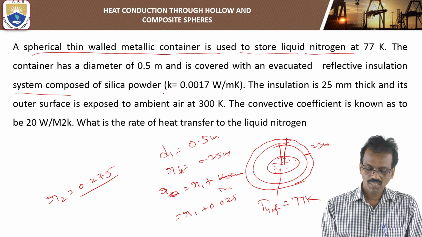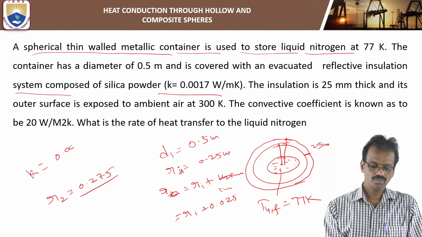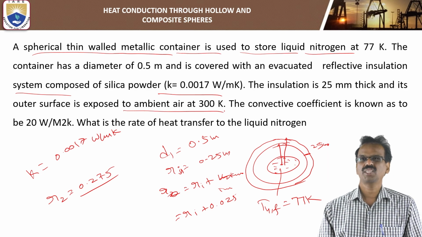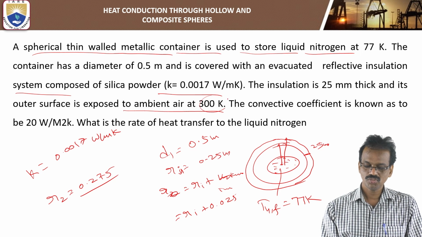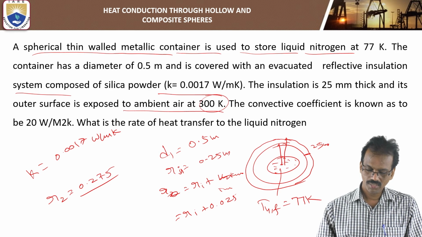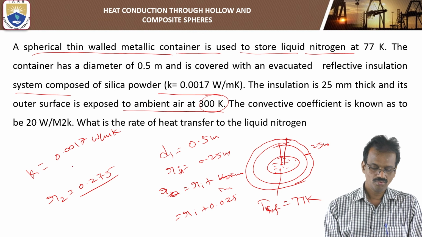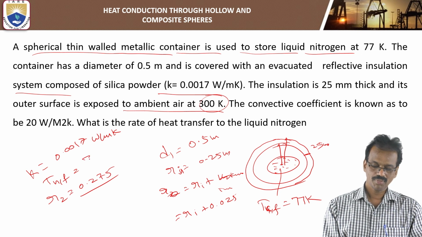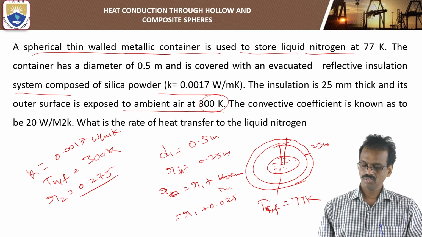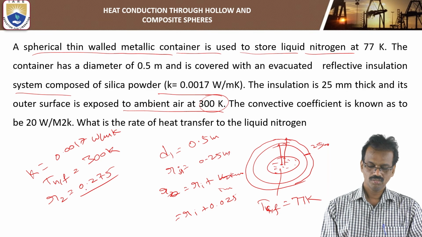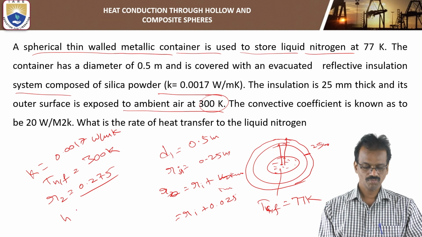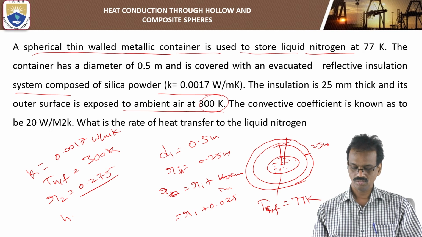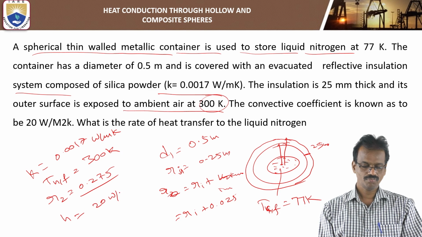Next, the insulation's thermal conductivity K is also given. K is equal to 0.0017 watt per meter Kelvin. Next, it is exposed to ambient air. The outside temperature is high and the inside nitrogen temperature is low. So the nitrogen is the cold fluid, and the ambient air is the hot fluid, because heat always transfers from higher temperature to lower temperature. The hot fluid temperature is equal to 300 Kelvin. Next, the convective heat transfer coefficient of the ambient air, H, because there is no other fluid, you can take H equal to 20 watt per meter square Kelvin.